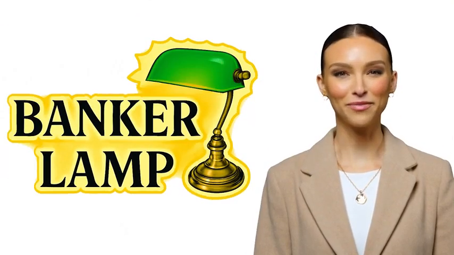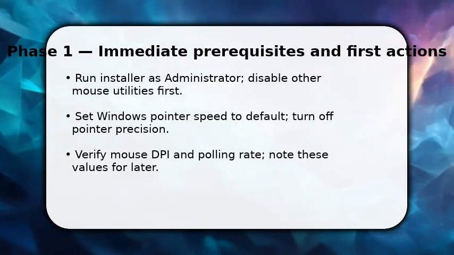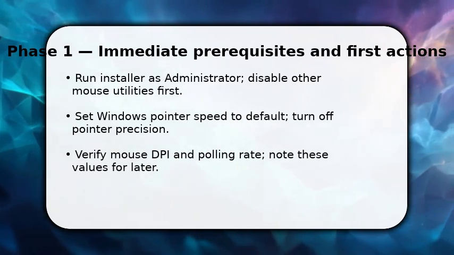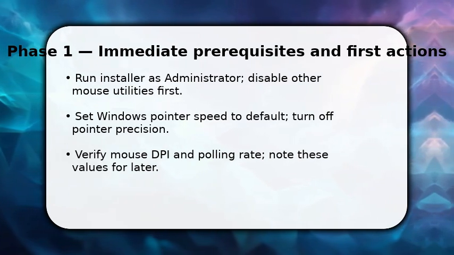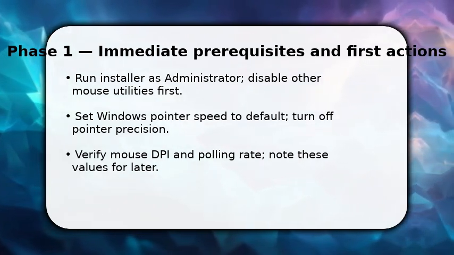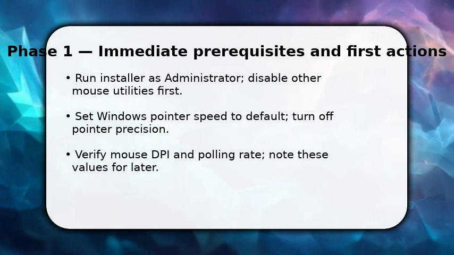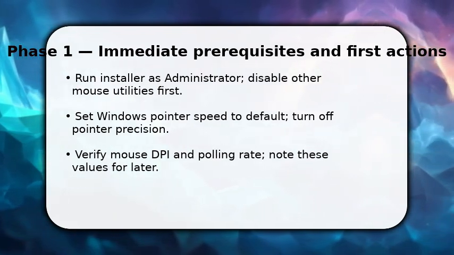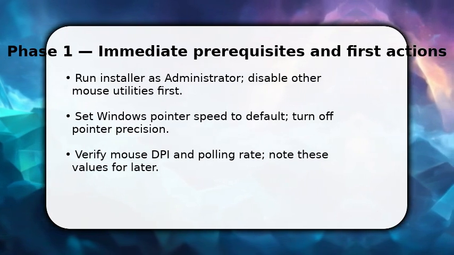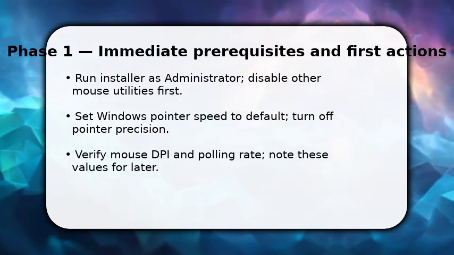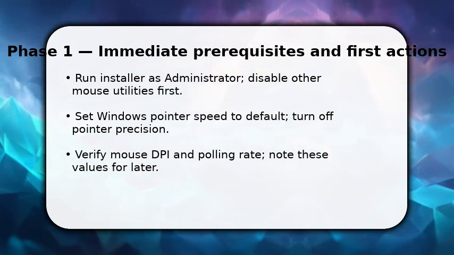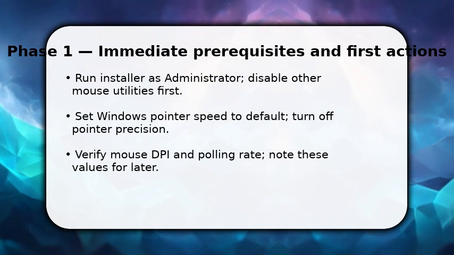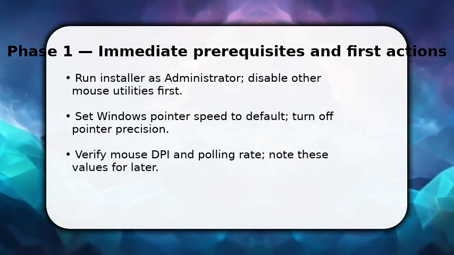You start by preparing the PC and mouse. Run the RAW Accel installer as administrator, because driver permissions matter. Once done, make sure to disable other mouse utilities and Windows pointer precision so they do not conflict. You should also confirm your mouse DPI and polling rate. Write down exact numbers like 800 DPI or 1000 Hz, since those figures determine how you will map acceleration later.